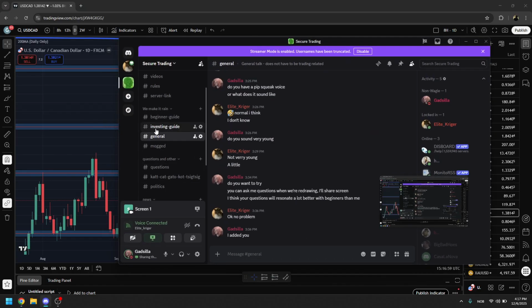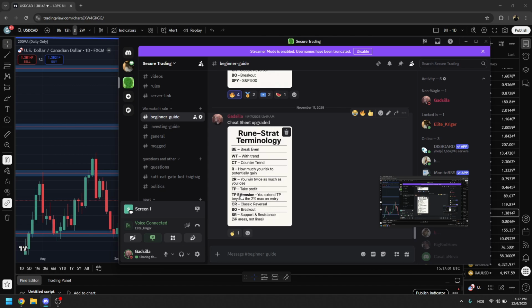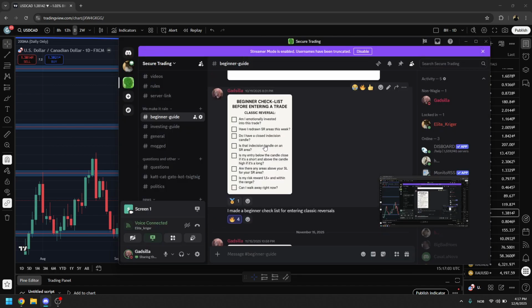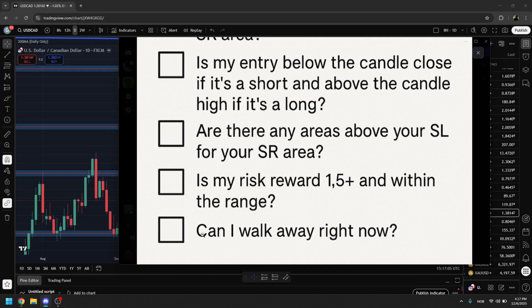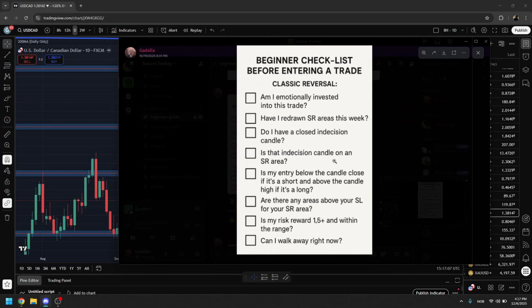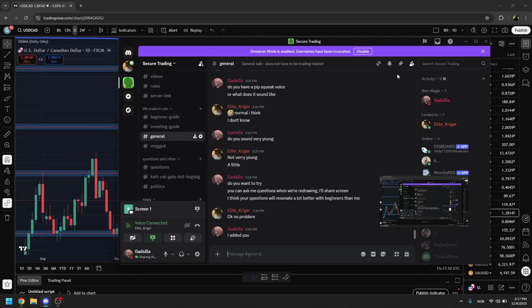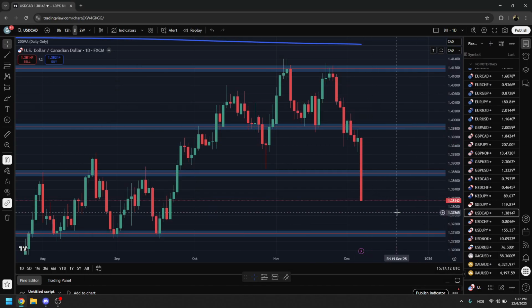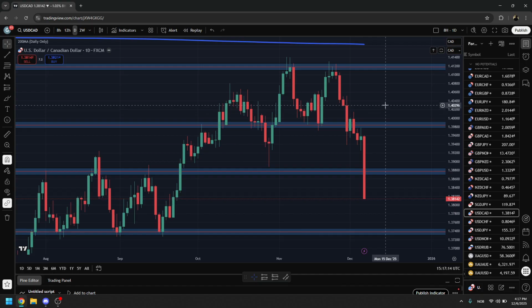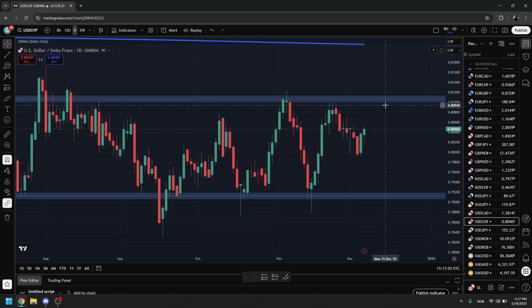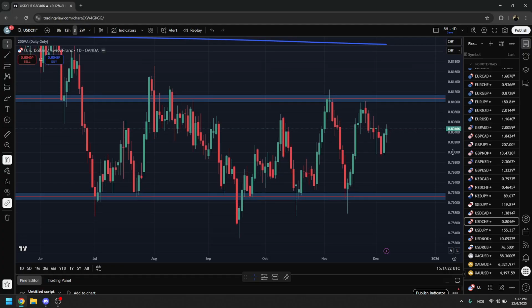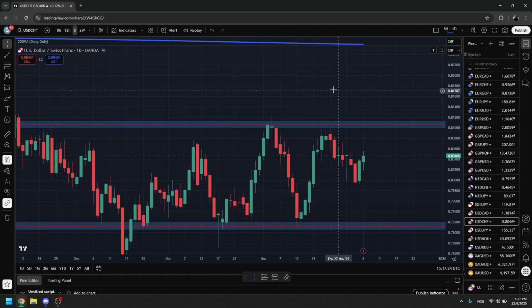That's why I put it in the beginner guide, not on the terminology, but on this one. Can I walk away right now? Yeah. You shouldn't force any trades. You don't have to trade every week. Some weeks there aren't setups. It doesn't seem that way because I've found some every week, pumping out videos. But before I made the videos, I was a lot more conservative with it.